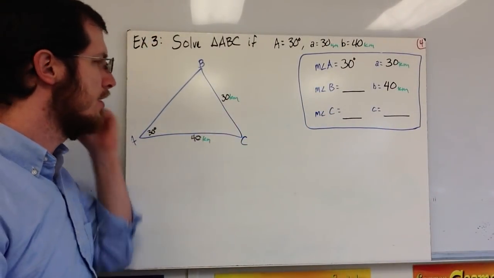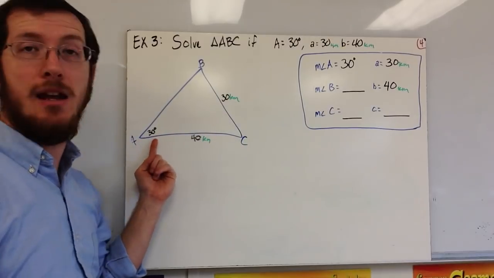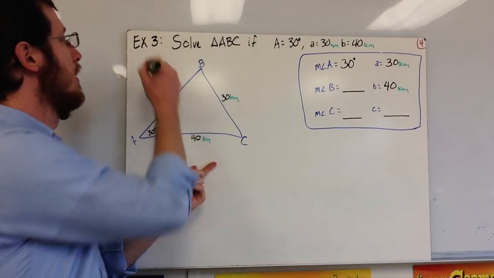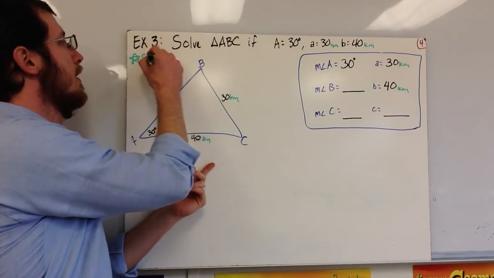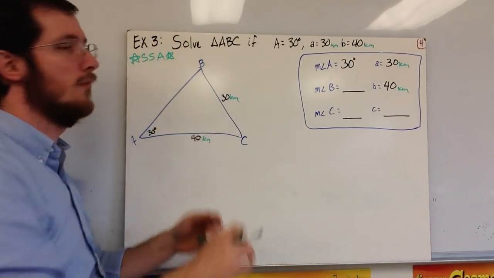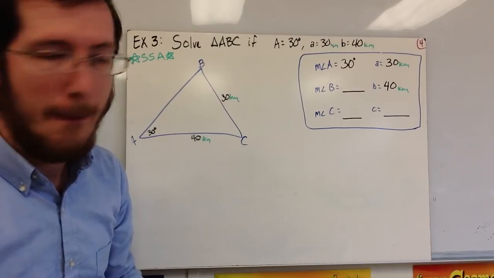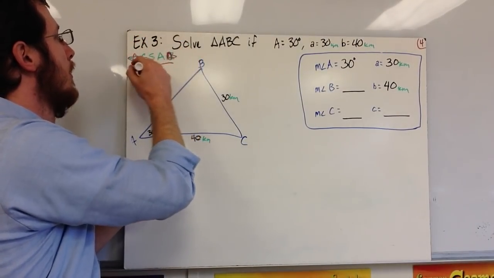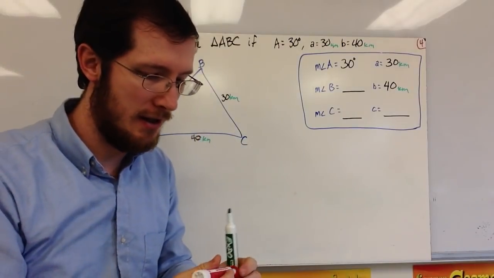Okay, so let's look at our relationships. We've got 2 sides and an angle this time, and our angle is not included between our 2 sides. So we've got side, side, angle. Okay, I'm going to maybe double highlight that one because this is our special case.